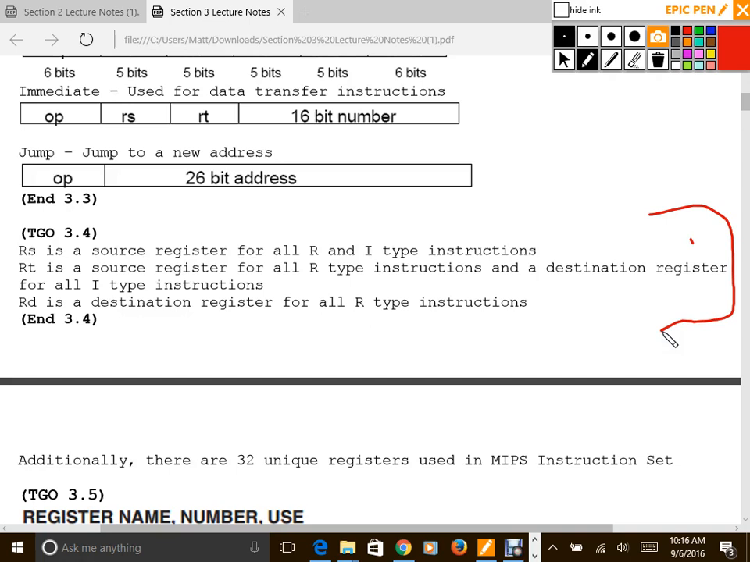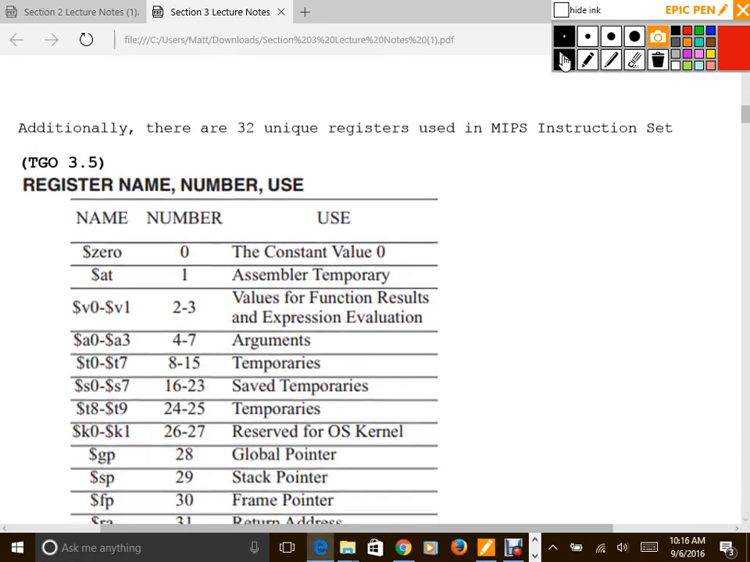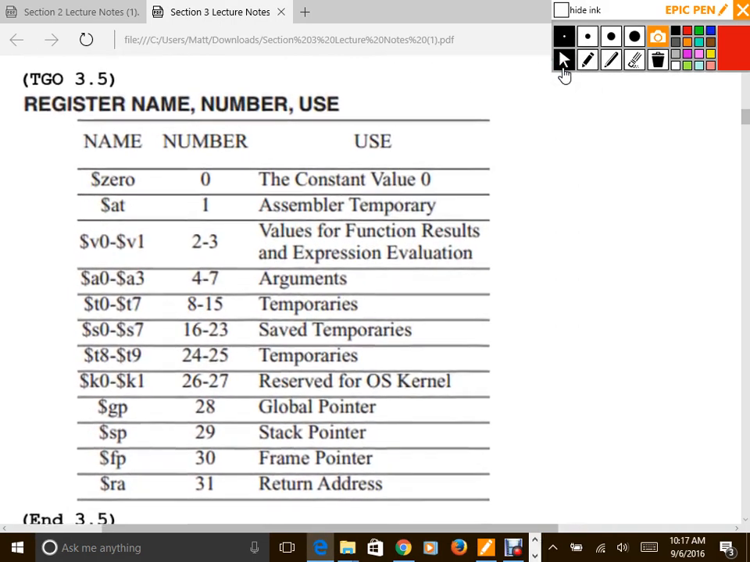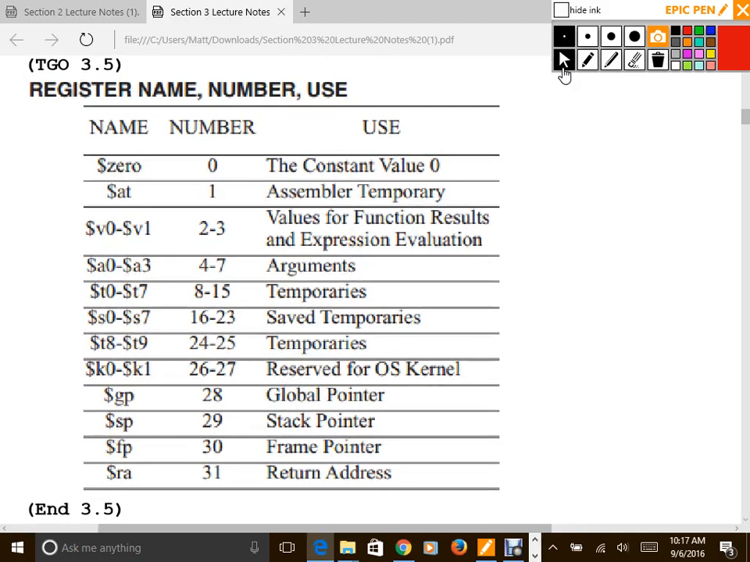So this 3.5 here, you're actually going to see it in the MIPS green sheet, both on Blackboard and in your text. The number refers to that 5-bit value, right? It's from 0 to 31. So when you have a value in one of these register instructions, it's telling you to get these specific registers. We are going to reserve register 0 as the constant value 0.